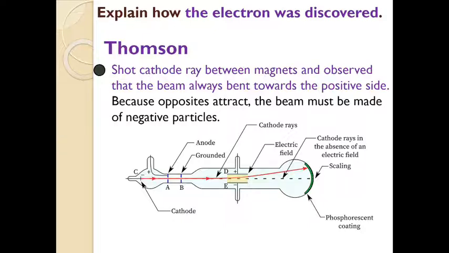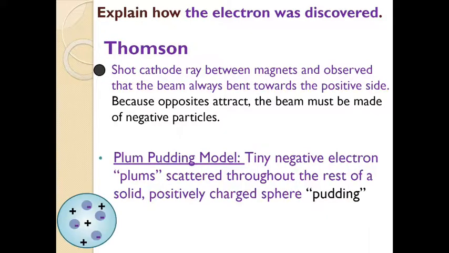So that was his experiment, this cathode ray tube. And he basically discovered some little negative chunks in the atom. And that's all that he thought that this was. He called it the plum pudding model. We don't really have much plum pudding here in the United States, especially in this day and age.